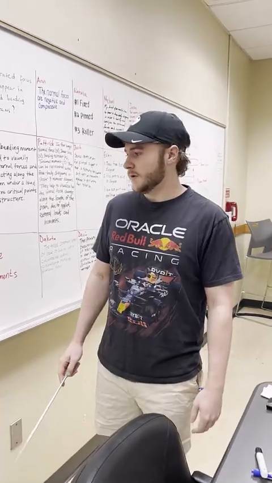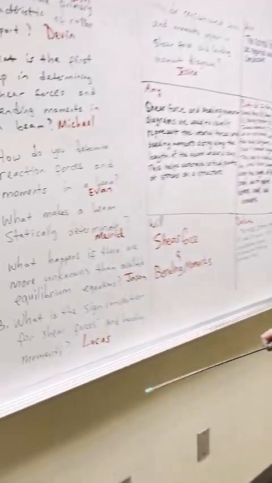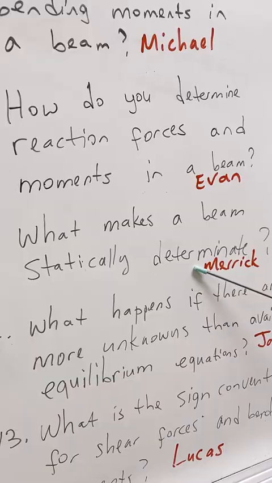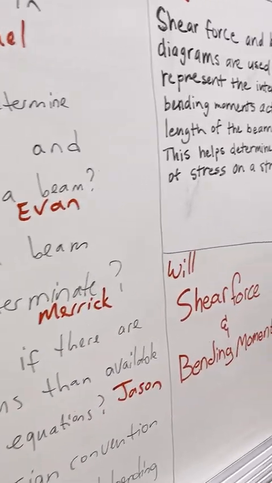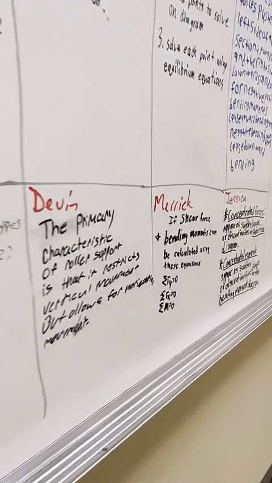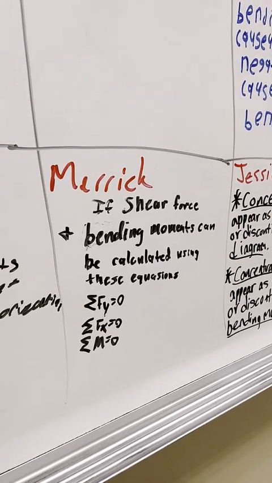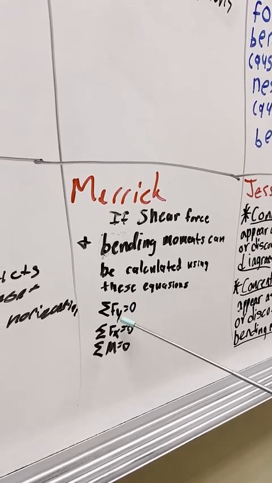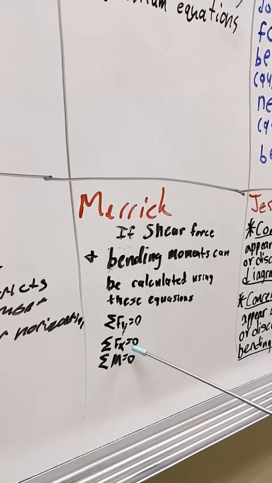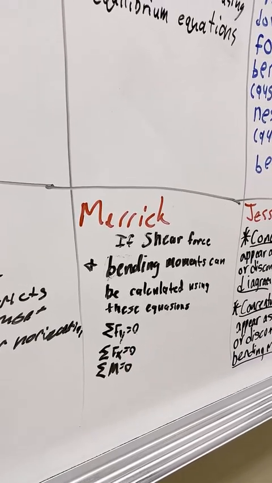Thank you. Hi, my name is Merrick Smith. My question was number 11, which is what makes a beam statically determinate? And the answer is if shear force and bending moments can be calculated using these equations, which is the sum of Fy is equal to 0, Fx is equal to 0, and M is equal to 0.